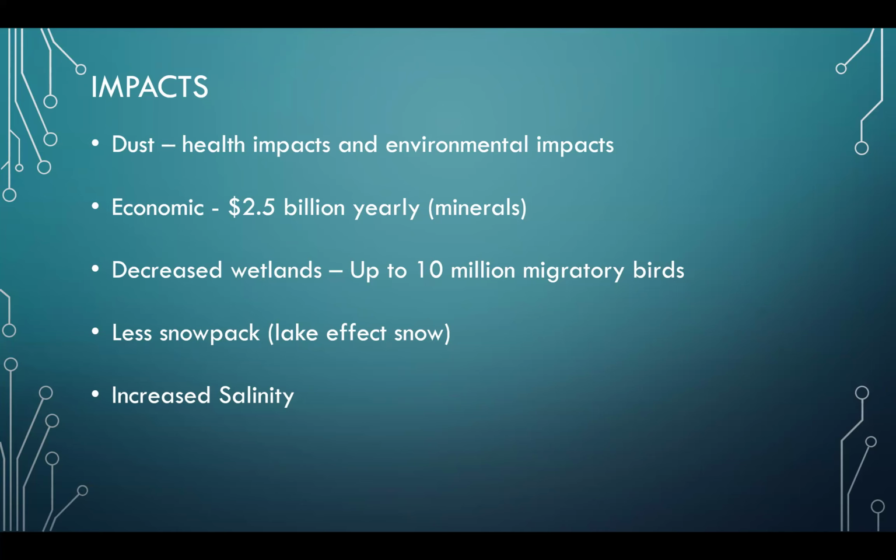The economic impact: the money that's brought in from the lake is 2.5 billion yearly, so that's quite a lot. Some of it's minerals that are mined. Then there's the decrease in wetlands. There are up to 10 million migratory birds that go through this area each year. And if they don't have that water, where do they go?